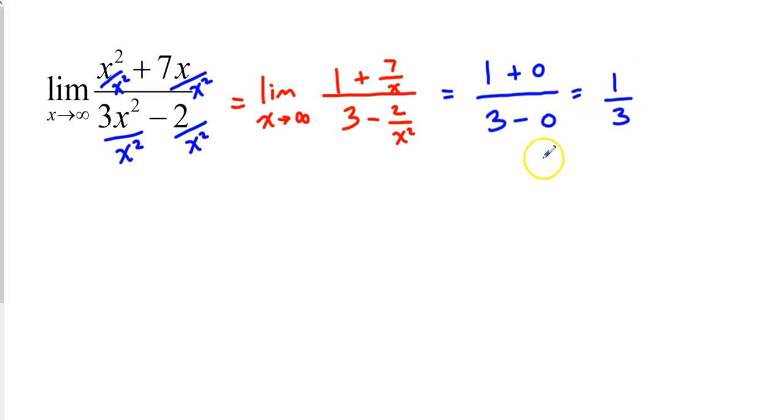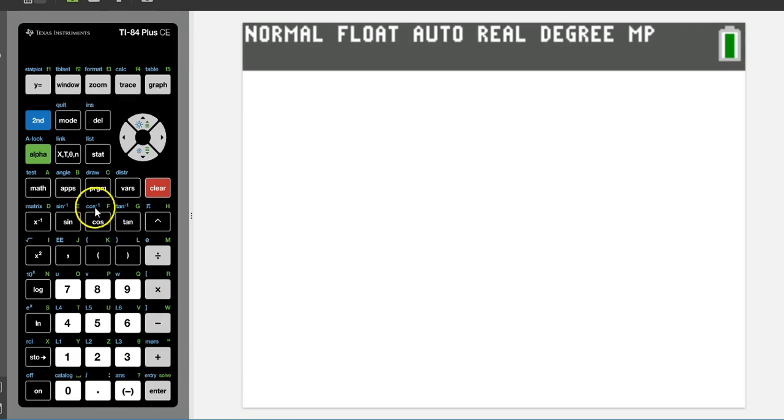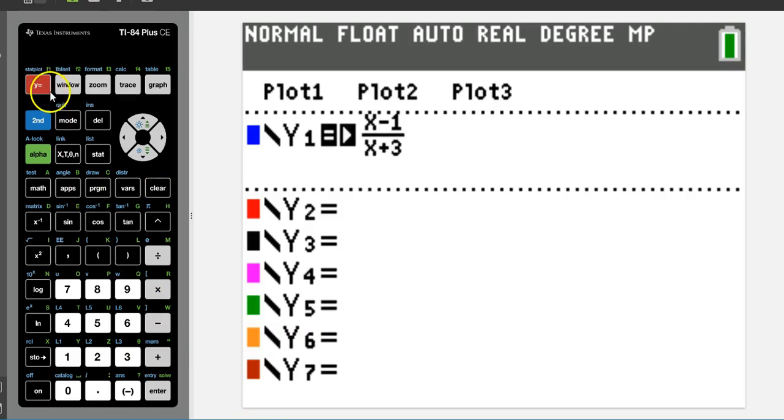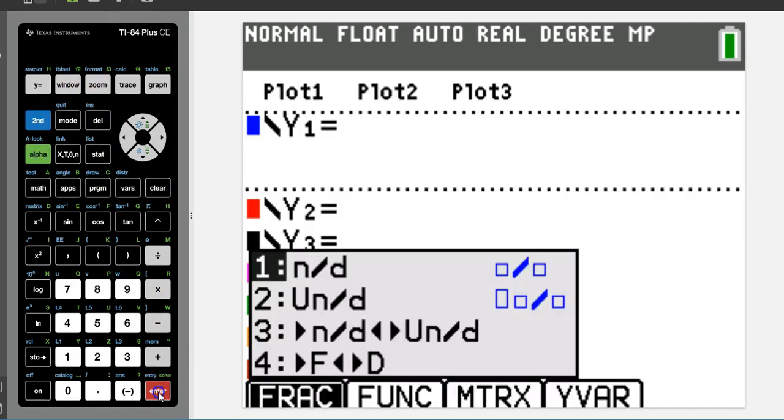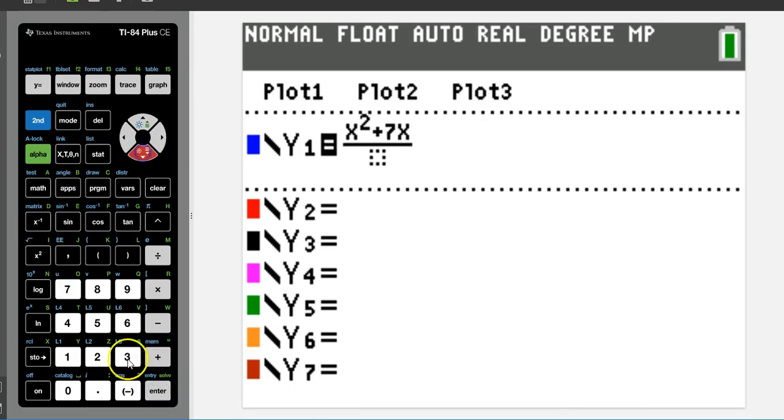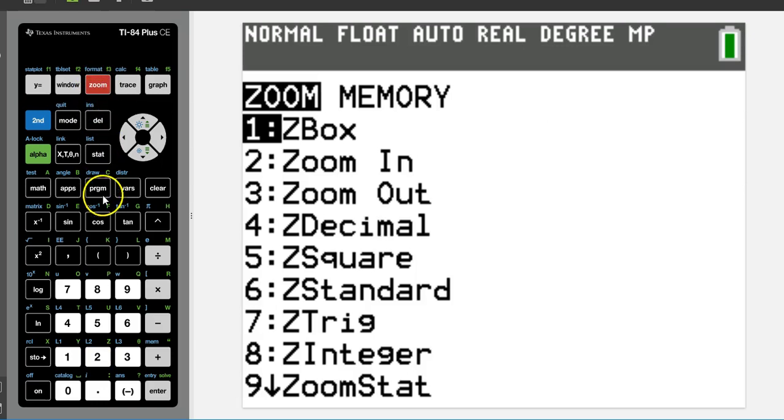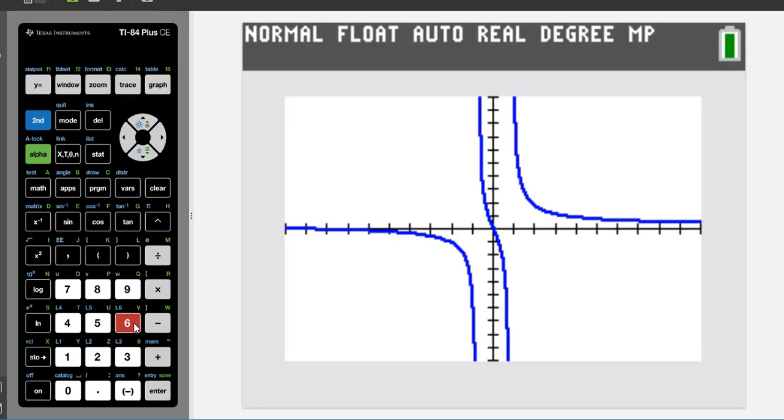And we can examine that with our calculator. Let's check that out. Let's go to our calculator. Let's enter this function. Okay, let's look at the graph of this function. We'll do a zoom 6. Okay, so the graph seems to level out with a horizontal asymptote. It's kind of hard to tell what its value is. Let's look at the table.